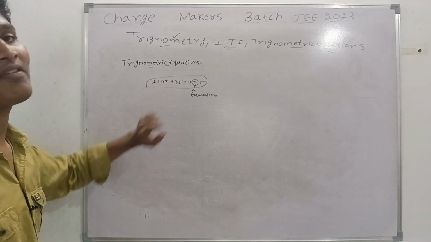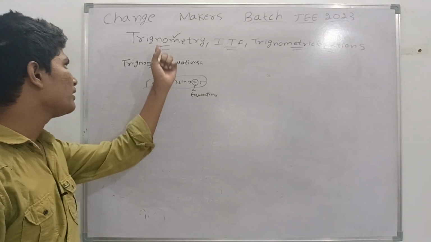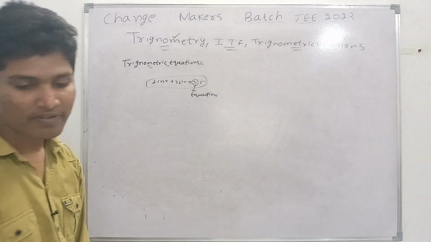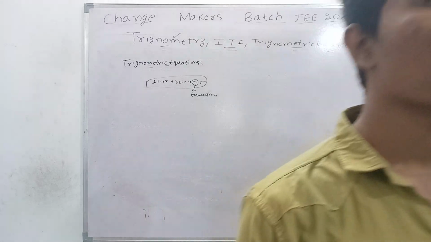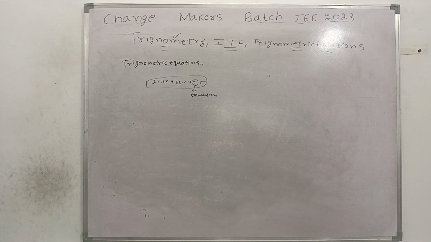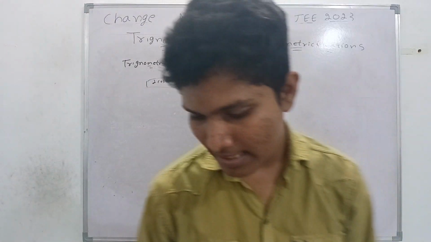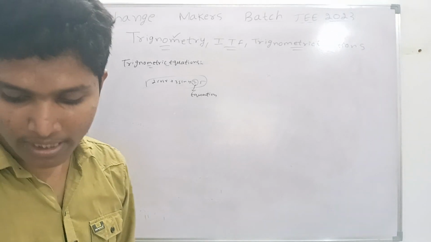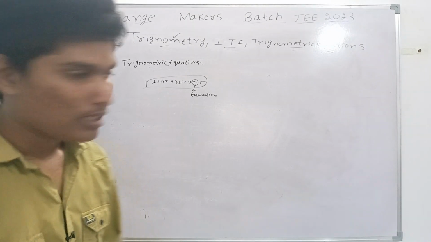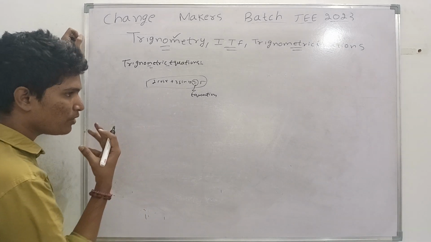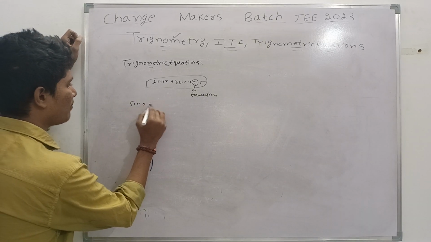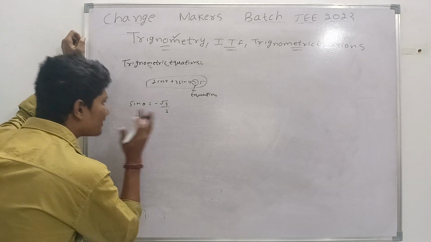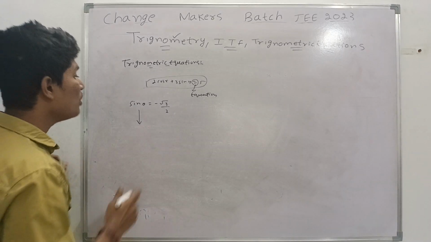When we have to solve these types of equations, inverse trigonometry and ITF will help to solve these trigonometric equations. So trigonometric equations are very important. There are certain procedures which you have to follow in order to do these things. I will explain each and every procedure now. Listen carefully. Suppose we take an example: sine theta equal to minus root 3 by 2. I have to find the solutions for this.